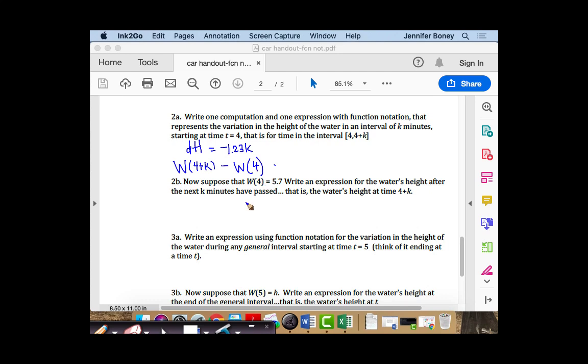All right, so again, part B, just a step beyond, doing one additional computation. Suppose that W of 4 is 5.7. That, like last time, is the height of the water in the sink at time 4, at the beginning of the interval. So that's a y initial, and I want to find a y final. So y final, W of 4 plus k, would depend on this W of 4. I'll write it symbolically, plus mdx, or in this case, negative 1.23k.